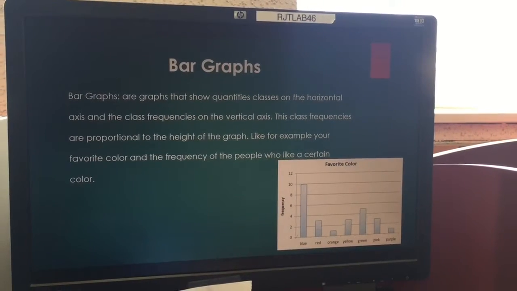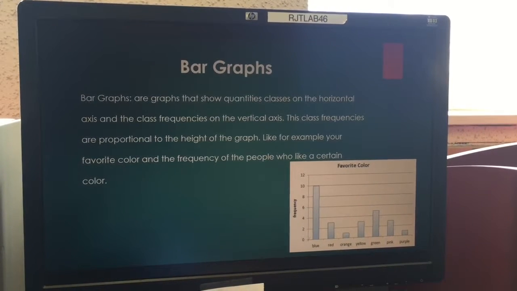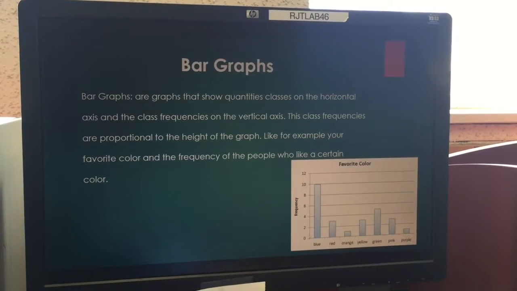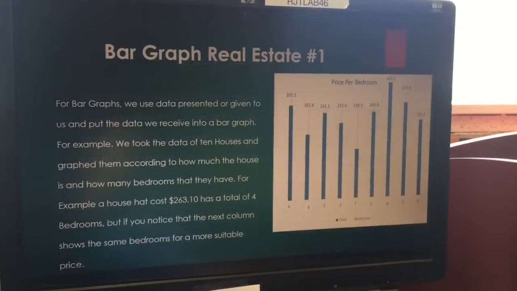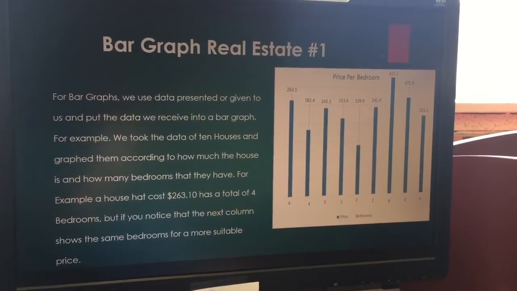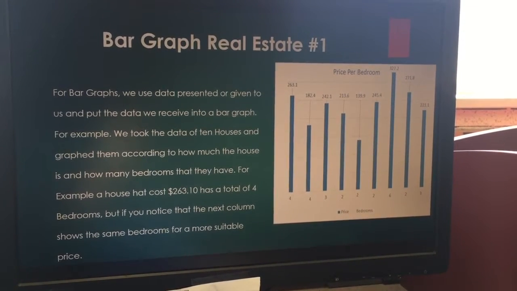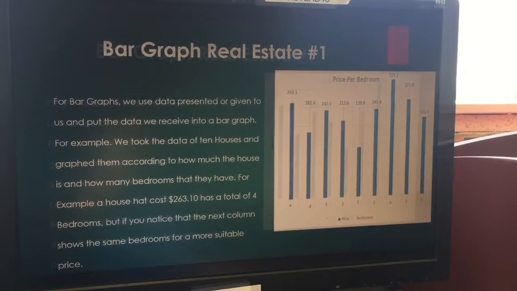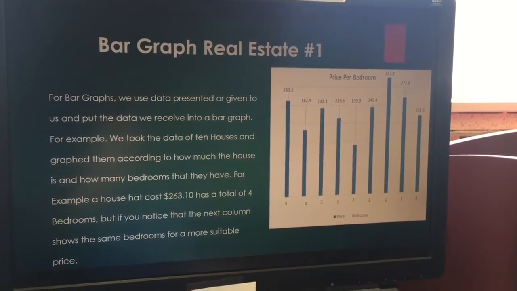In this next example, we're going to be illustrating the bar graph examples for the real estate data that was given to us by my statistics professor about the cost of houses and the number of bedrooms each house supplies. Okay, so for the real estate data number 1, we used the data given to us and put it into the bar graph. For example, we took the data of 10 houses and graphed them according to how much each house costs and how many bedrooms they have.